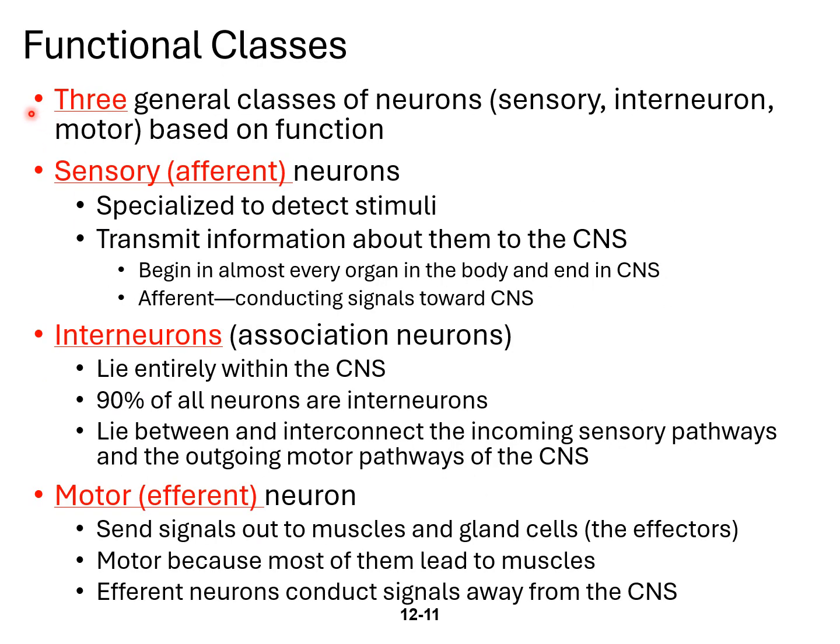The functional classes, there are 3 general classes of neurons: sensory, interneuron, and motor. Sensory is bringing signals to the central nervous system. They're usually pain, touch, pressure, baroreceptors, chemoreceptors we talk about later. That does blood pressure and chemicals in the blood.